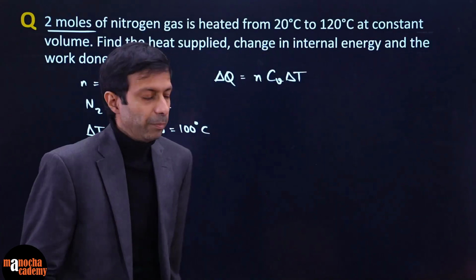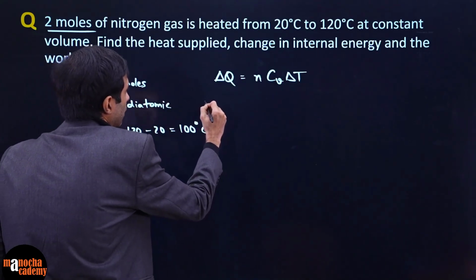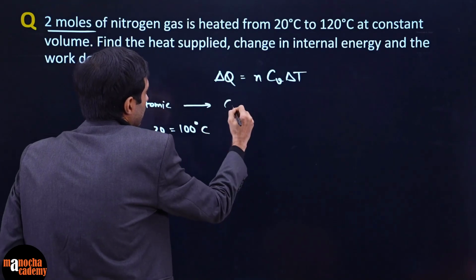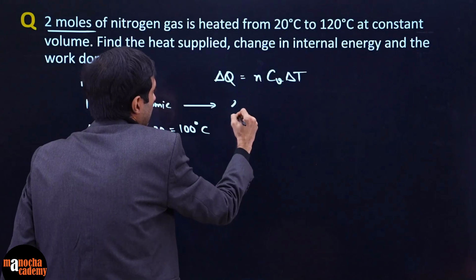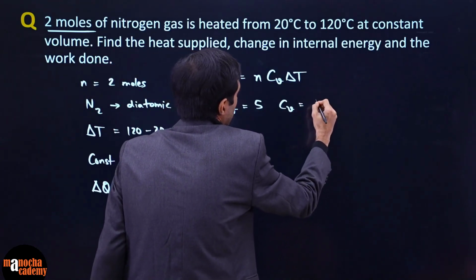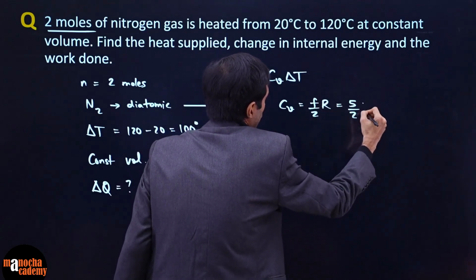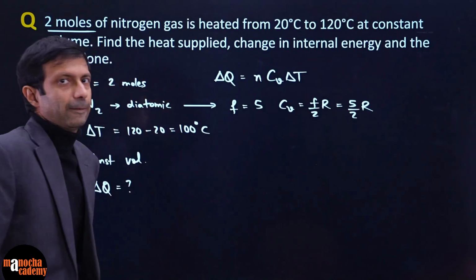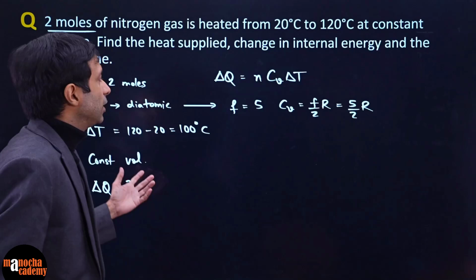So let's put down that value here. Because it is diatomic, let's write down Cv. So the degree of freedom, it's a diatomic gas, degree of freedom is 5. So Cv will be f by 2R, which means that is 5 by 2R. Yes or no? Do you guys agree? Now R is that universal gas constant. So now let's go ahead and substitute.